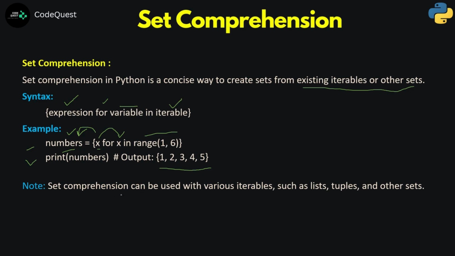Now we can use this set comprehension on various iterables. Maybe I can take a list. Here I've taken a range function. I can take a list, tuple, or you can also take some other set from where you can create the new set.